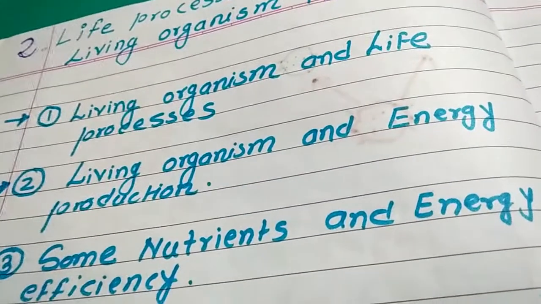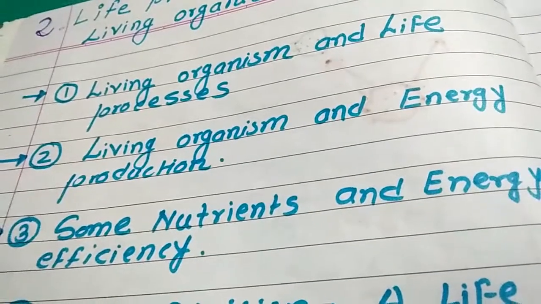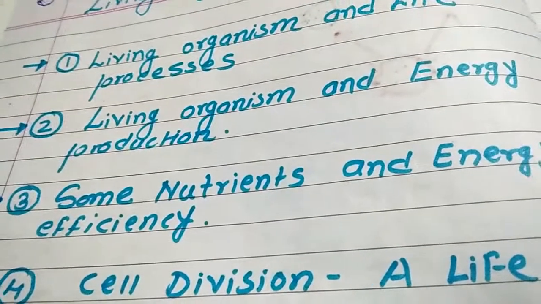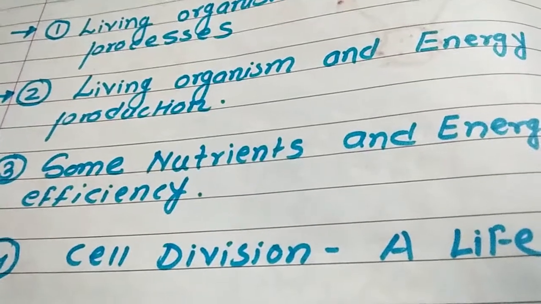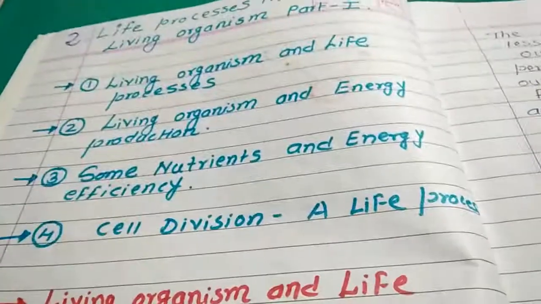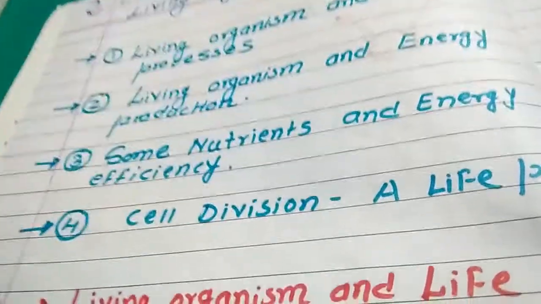Number one is living organisms and life processes. Number two is living organisms and energy production. Number three is some nutrients and energy efficiency. And number four is cell division, a life process. There are two types of cell division we have to study: number one is meiosis and number two is mitosis.